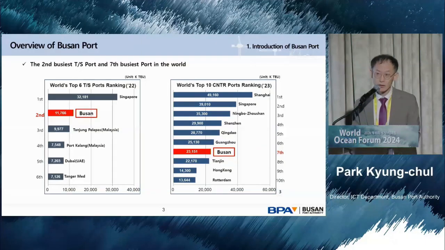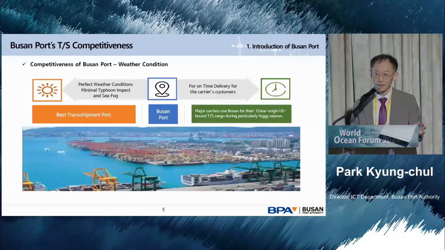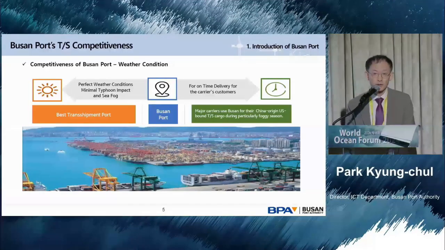Internationally, Busan Port stands at number 7 in the world, handling around 23 billion TEU of cargo, and we are the second busiest transshipment cargo. Busan Port is the hub airport of Korea, and container vessels come in and out 287 times a week.